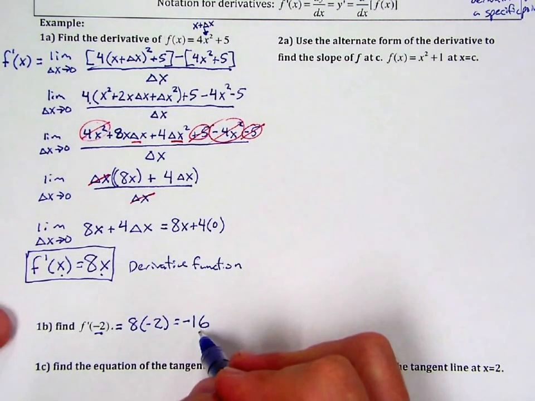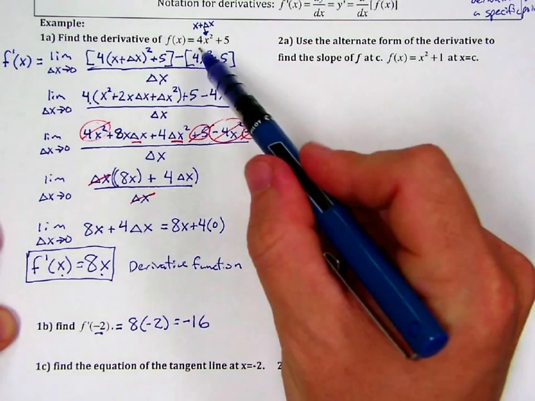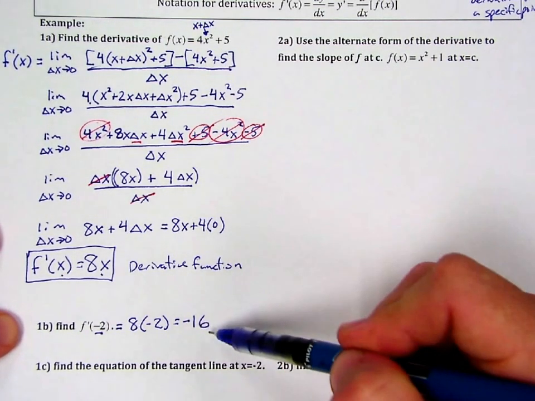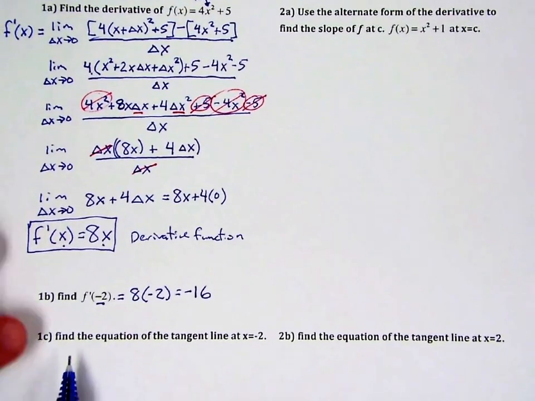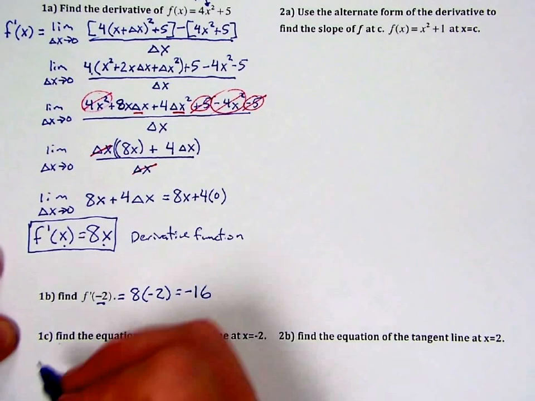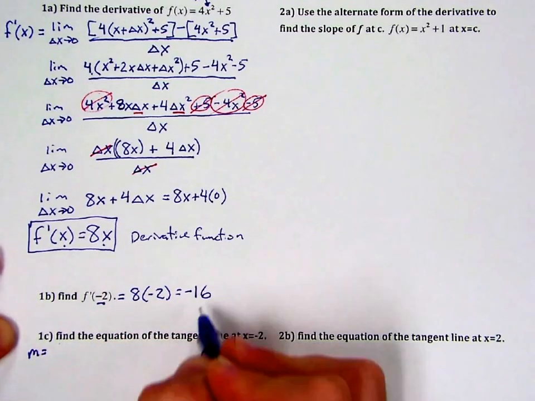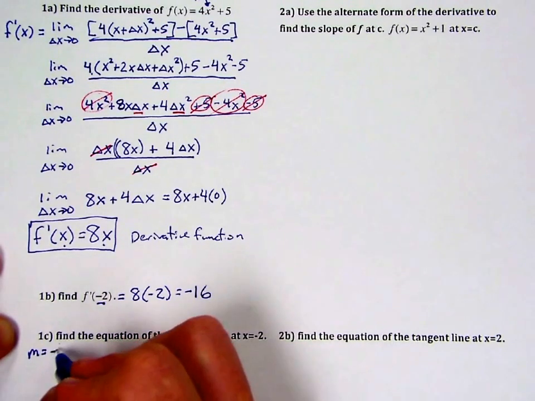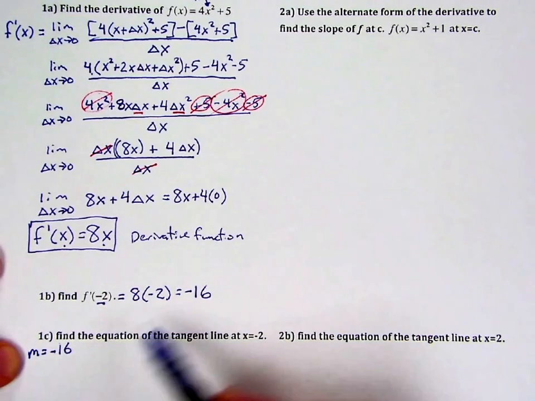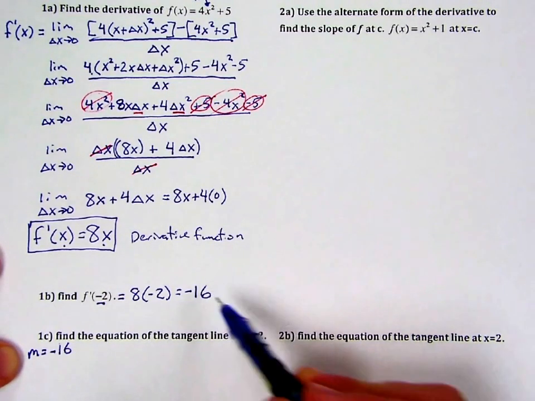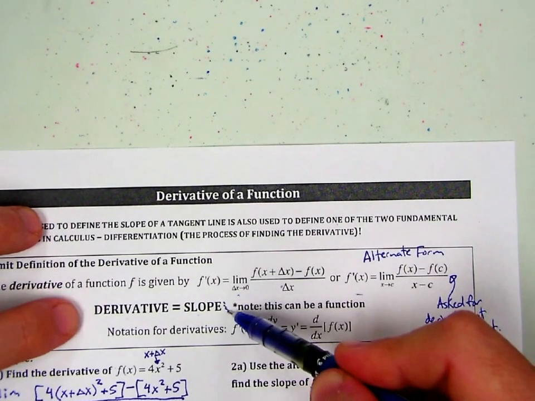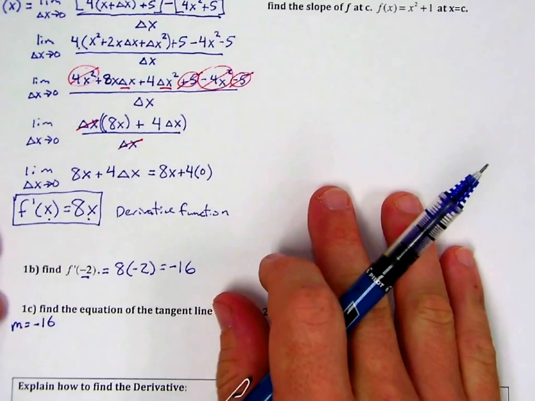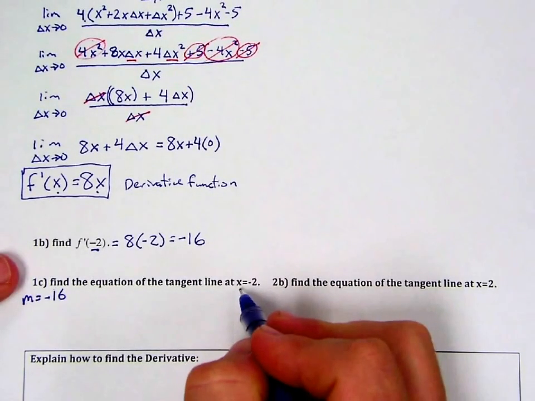Now what this is telling me is this function right here at negative 2 has a slope of negative 16. What they also might have you do is find the equation of the tangent line at x equals negative 2. So again, you just need a slope. We found that was negative 16. Why is the slope negative 16 if the derivative is negative 16? Because the derivative equals slope. All right, and it's when x equals negative 2.